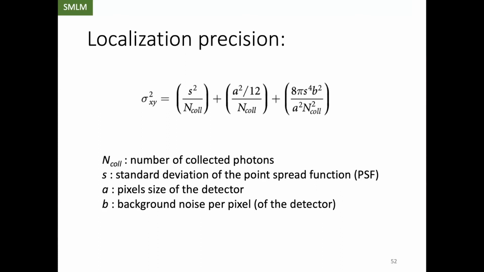Okay, so how precise can we get? Here we have the localization precision, which is the distance. It depends on the number of photons that you collect on your detector, on the standard deviation of the point spread function, so how wide your point spread function is. Of course, it also depends on the pixel size of your detector. If you have a detector with smaller pixels, you will be more accurate in finding the location. And also on the background noise of the pixel.